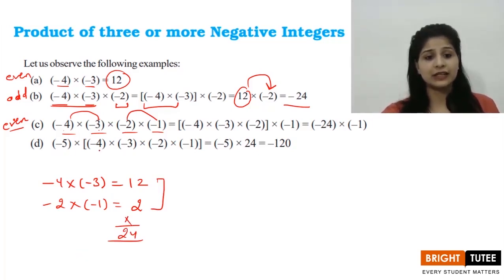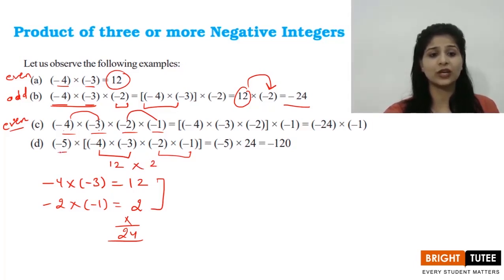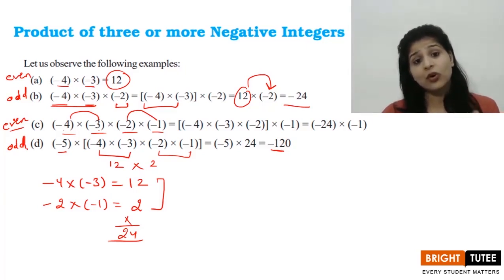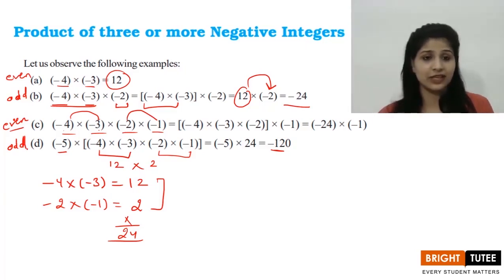Here again, 4 3s are 12 and 2 into 1 is 2, 12 into 2 is 24, and 24 into minus 5 is minus 120. Here we see there are 5 negative signs. So do you observe something? Whenever we have an even number of negative signs, the answer is always positive, and whenever we have an odd number of negative signs, the answer is always negative.